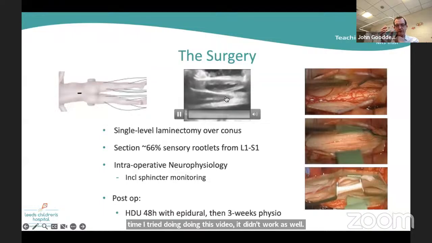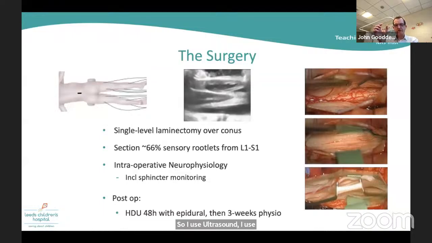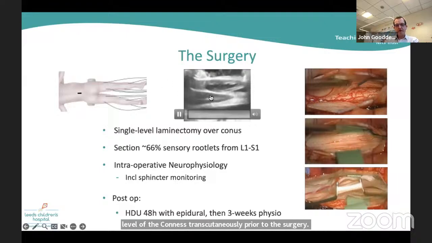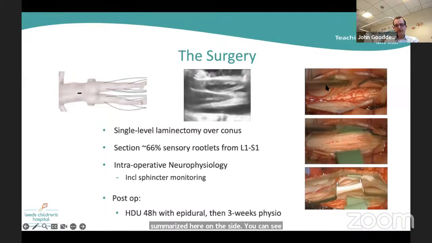So I use ultrasound to locate the level of the conus transcutaneously prior to the surgery. And this is a sagittal view ultrasound showing the tip of the conus with the dorsal sensory roots and the ventral motor roots. And then the technique is summarized here on the side. You can see the dorsal sensory roots here with the conus visible in the middle. If we look round at the side, we see that same pattern repeated of the dorsal sensory roots, then some conus, then the ventral roots.